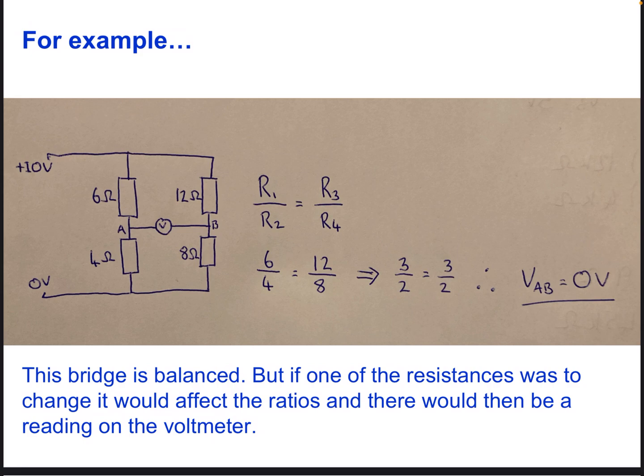If you look at what the voltage actually is on each of those resistors, it would be 6 volts on the 6 ohm one and 4 volts on the 4 ohm one, 6 volts on the 12 and 4 volts on the 8. So the 4 ohm resistor and the 8 ohm resistor both have the same potential. They both have the same voltage, which is measured at A and at B, and so the difference between them is 0 because they're both the same.